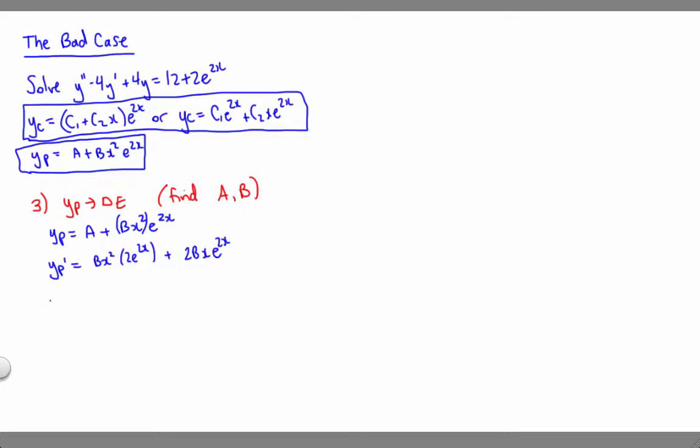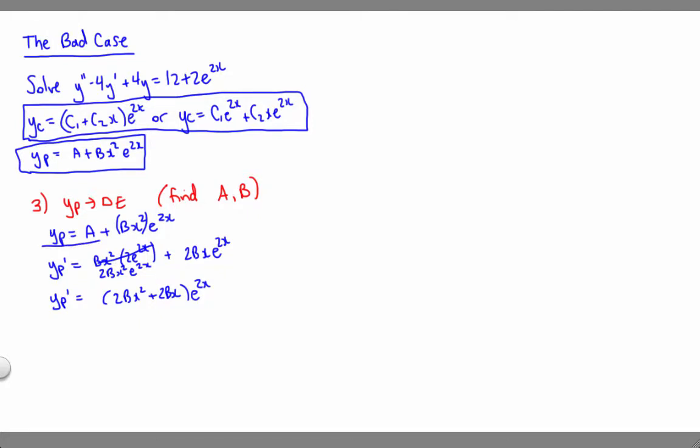Now, because we've got another derivative coming up, what I suggest is that we take a moment just to rewrite yp prime in a little bit nicer way. So this first term here, we could think of that as 2bx squared e to the 2x, and the idea here would be maybe it's easier to factor out that exponential. So let's pull the e to the 2x out at the back, and we'd have 2bx squared plus 2bx in these brackets here.